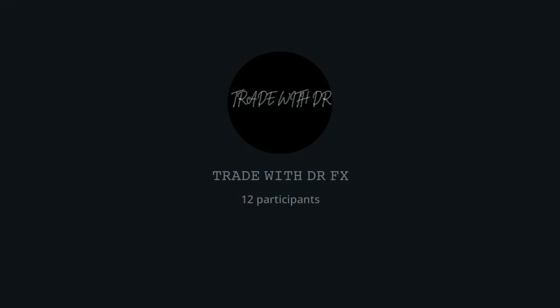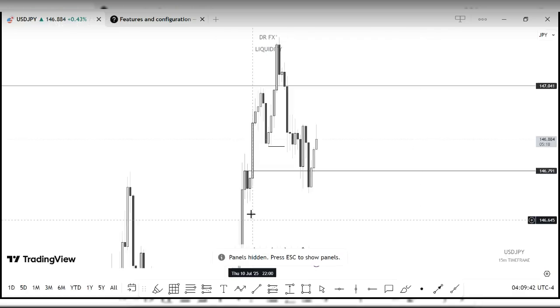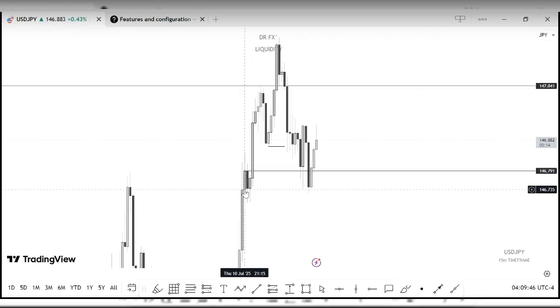This is it. You can see the break, right? There's an entry from here. The stop loss is not going to be at this low. I don't think my stop loss is going to reach here. 1, 2, 3. My stop loss is going to be around, let's say here.